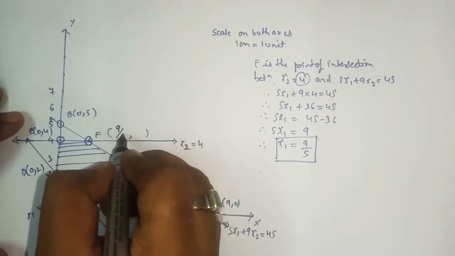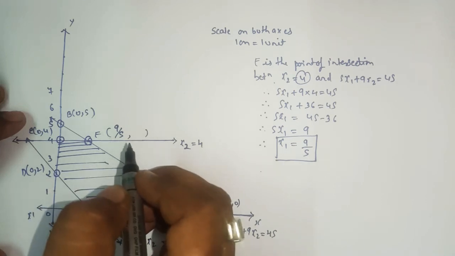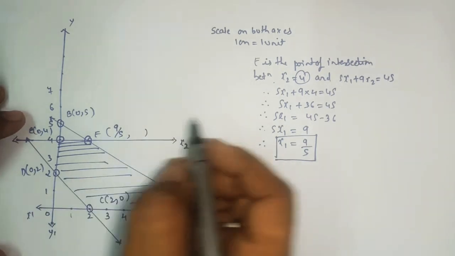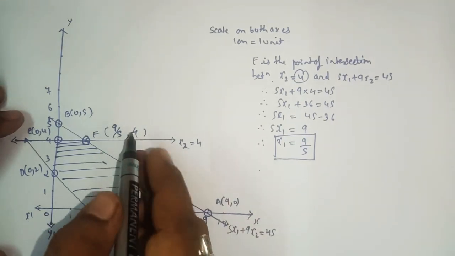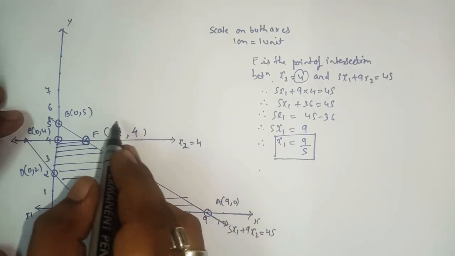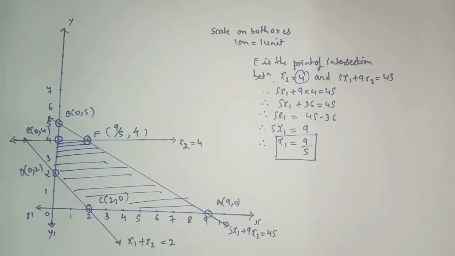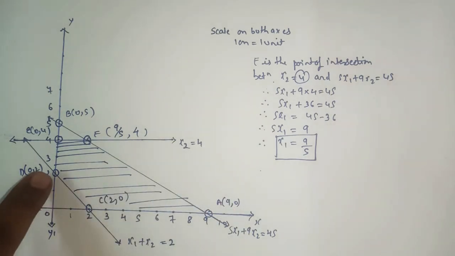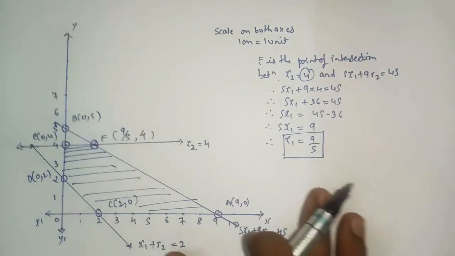If you want to divide you can, or else you can keep it as it is. As here we are getting 9 upon 5, and x2 is 4. If you want you can divide also. Here you will get 1 point something. So for this sum I will keep it as 9 upon 5 comma 4. So for this sum here we are getting 5 corner points.